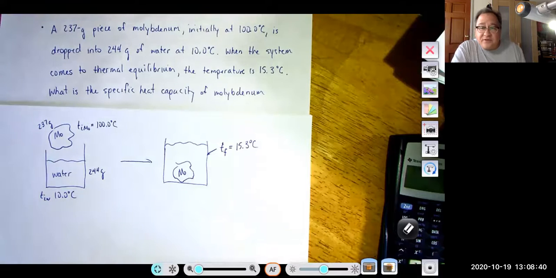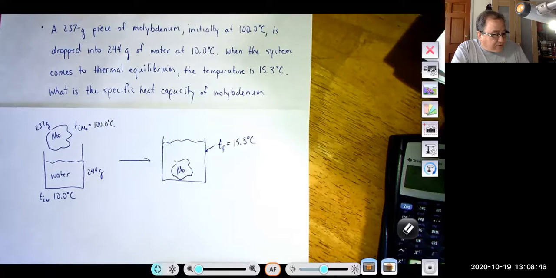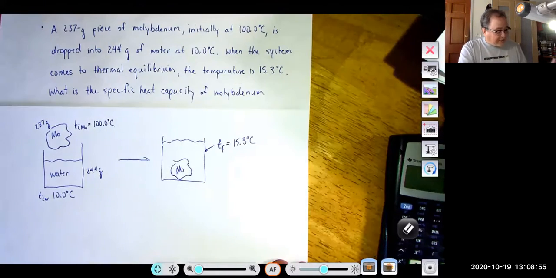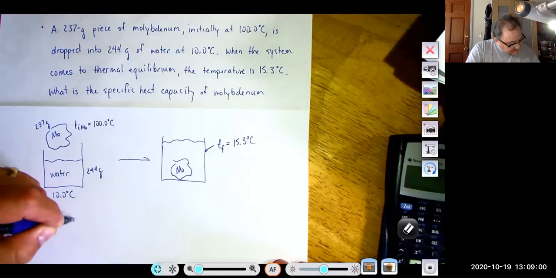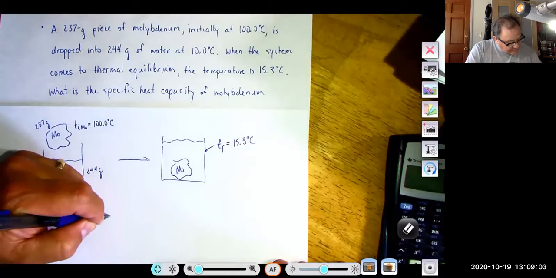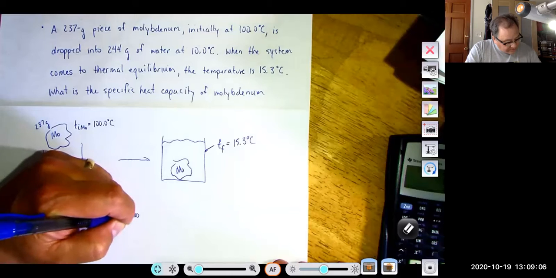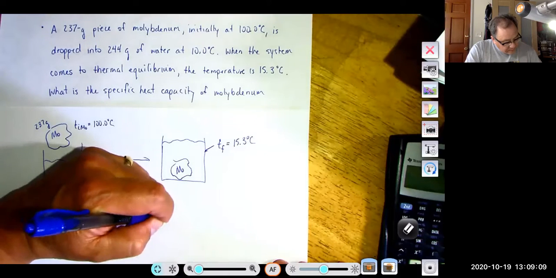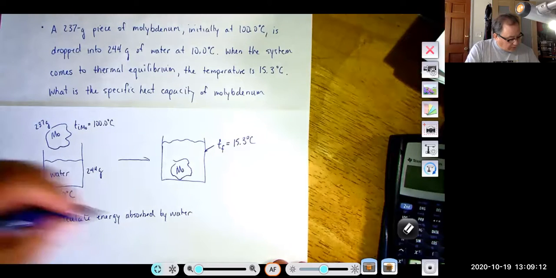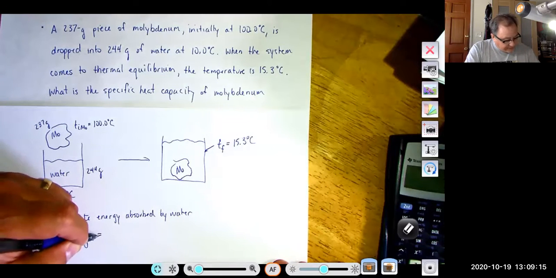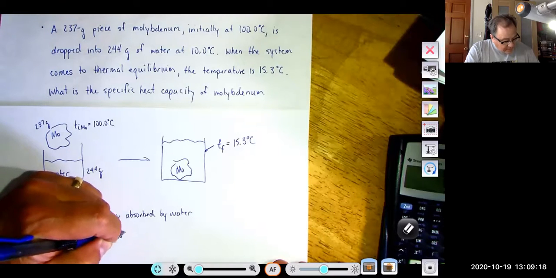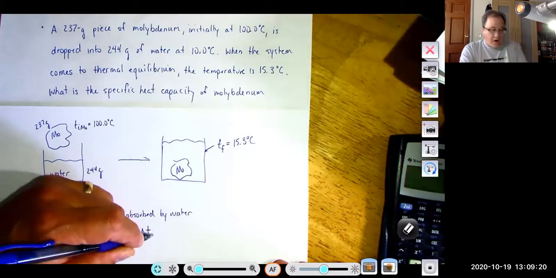And the answer is both, because of something called thermal equilibrium. The definition of thermal equilibrium means they all reach the same temp, okay? So we want to figure out what is the specific heat of the molybdenum. So first of all, let's calculate the energy absorbed by the water. So we're going to call this Q of the water is equal to C of the water, M of the water, delta T of the water.